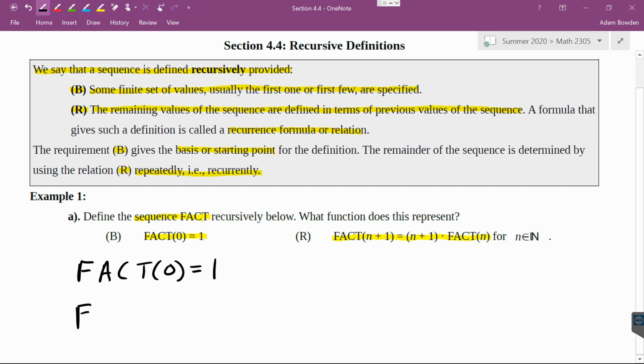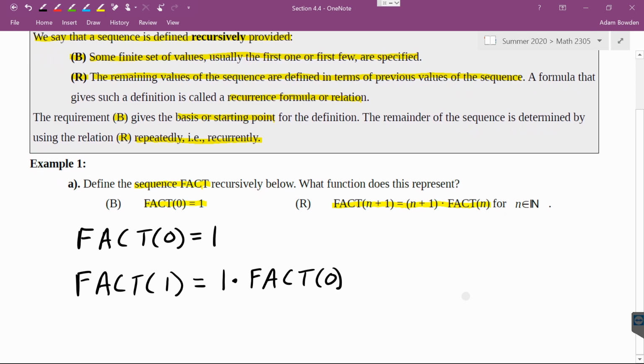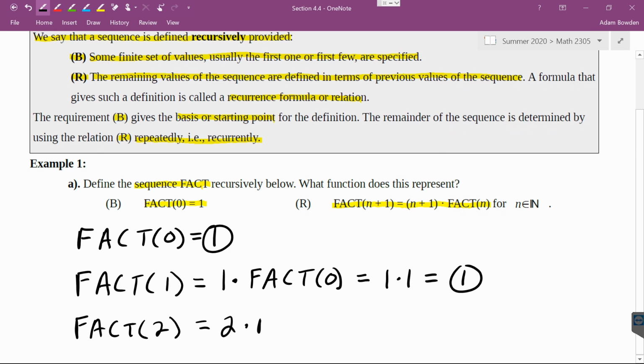And then it says that fact of n plus 1 equals n plus 1 times fact of n. What this means is if I try to calculate fact of 1, I take 1 times fact of 0, the prior number in the sequence. And so that would be 1 times 1, or 1. And then fact 2, we would take 2 times fact of the last number, 1. So again, recursively means we're taking the previous value and applying it to the next. And so that would look like 2 times 1, or 2.